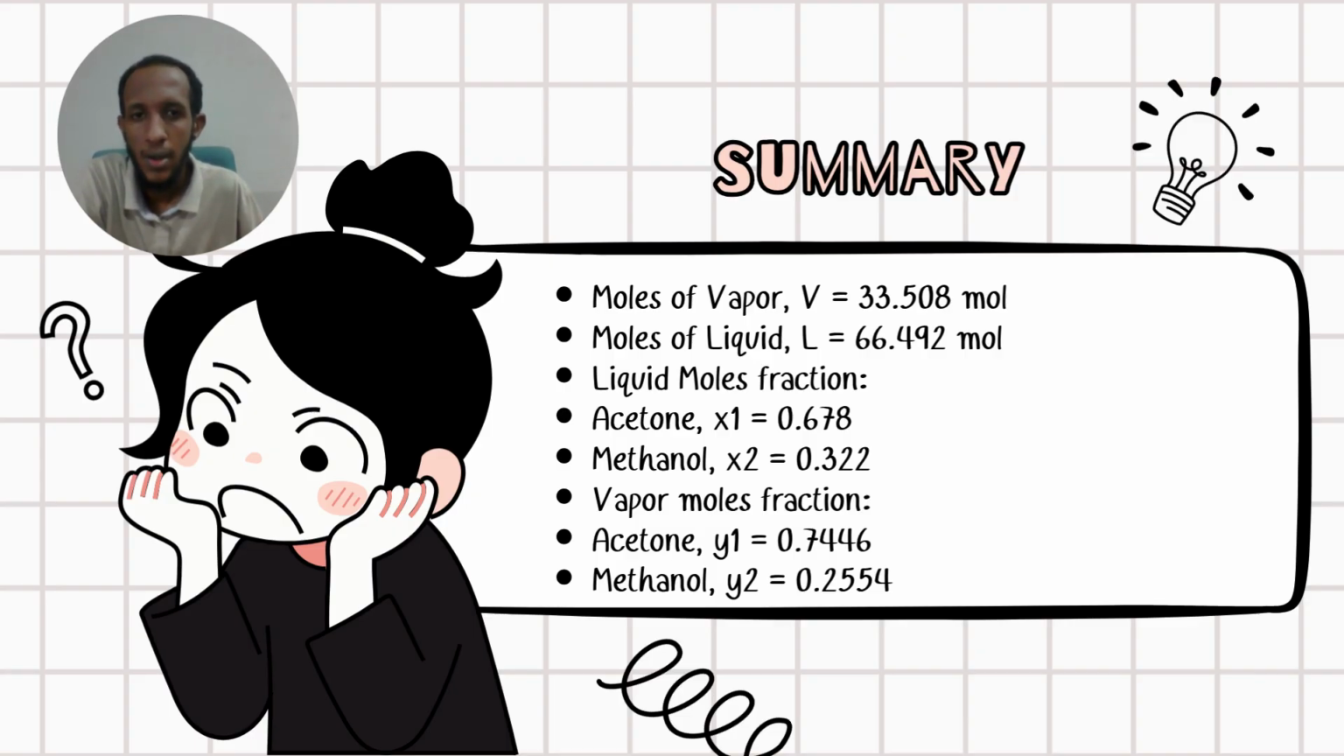Okay, we finish our calculations, and the summary is that the moles of vapor V is equal to 33.508 mole, and the moles of liquid L is equal to 66.492 mole. For the liquid mole fractions, for acetone X1 is equal to 0.678, and for methanol X2 is equal to 0.322. On the other side, for the vapor mole fractions, for acetone Y1 is equal to 0.7446, and for methanol Y2 is equal to 0.2554.